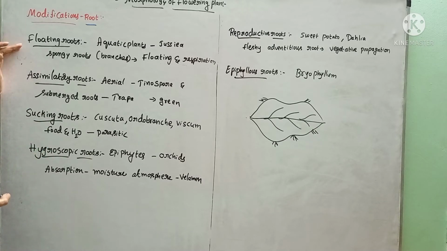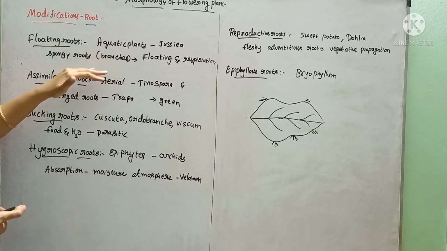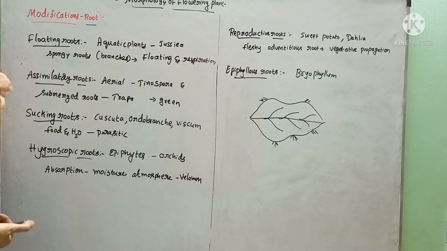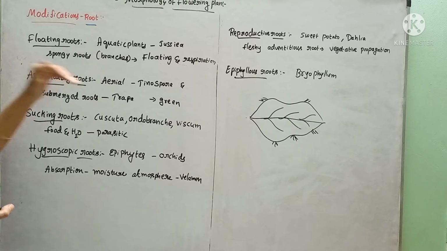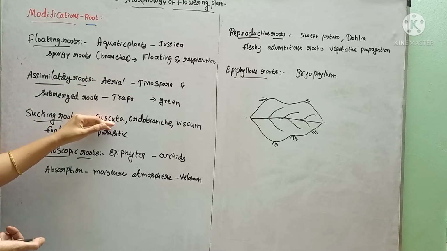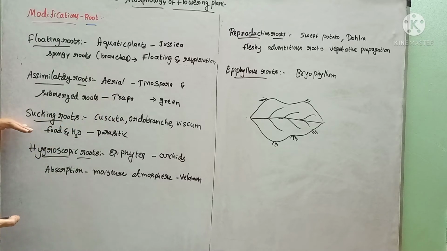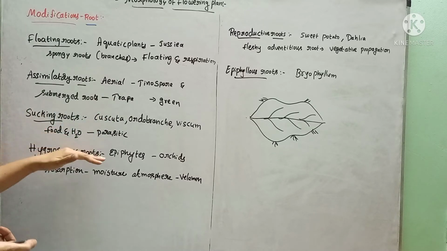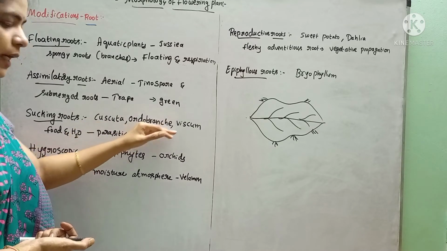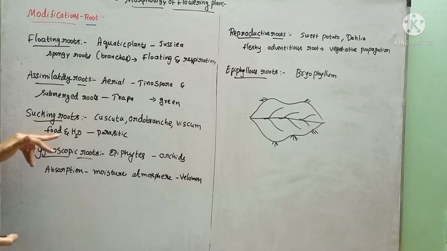First one is the floating root system present in Jussiaea, where spongy roots develop from the branches and help in respiration and floating. And assimilatory roots are seen in Tinospora and Trapa, where the roots are green in color and helpful in the preparation of food material. Sucking roots are seen in parasitic plants such as Cuscuta, Aeginetia and Viscum. In these, the roots absorb the food and water from the host plant.